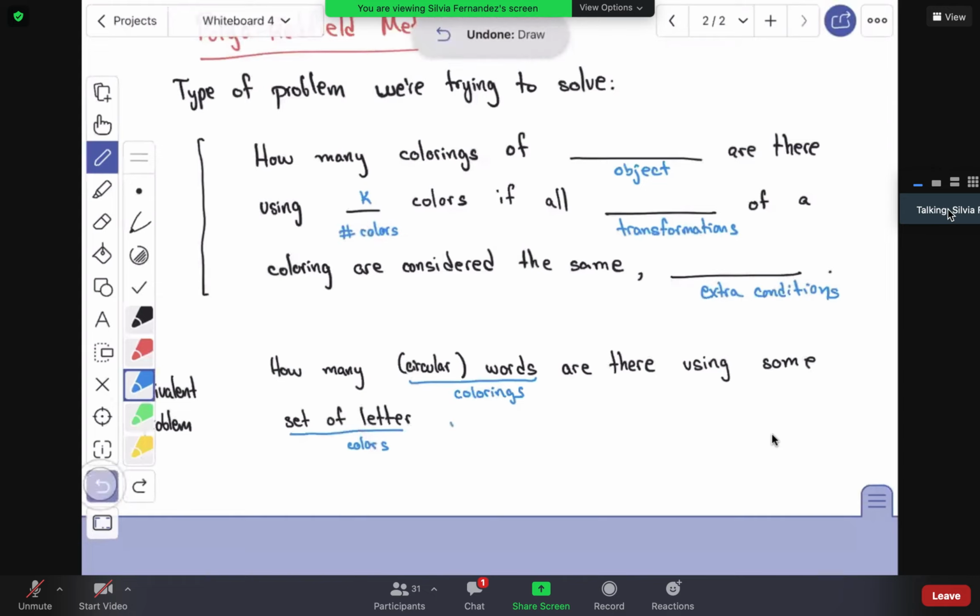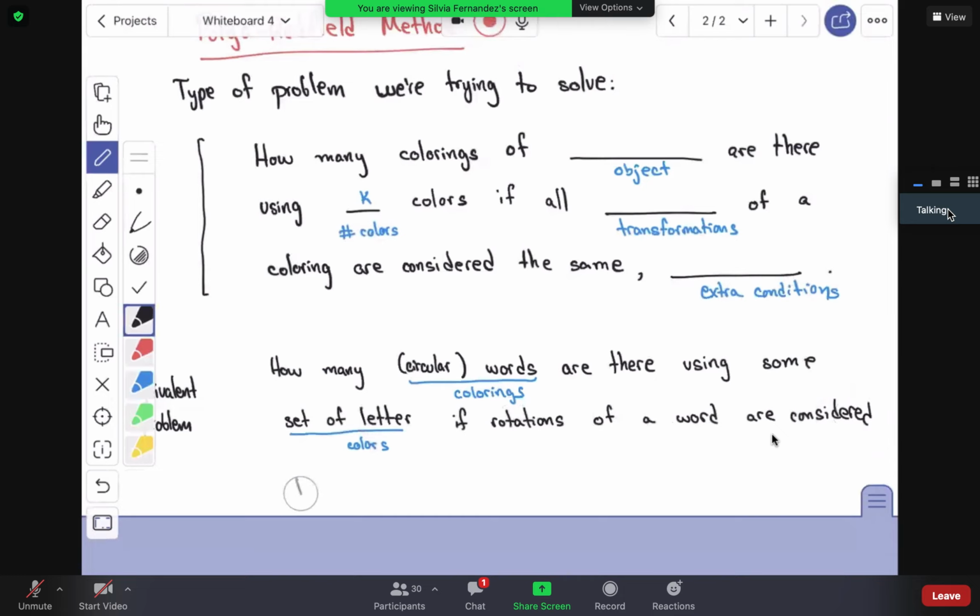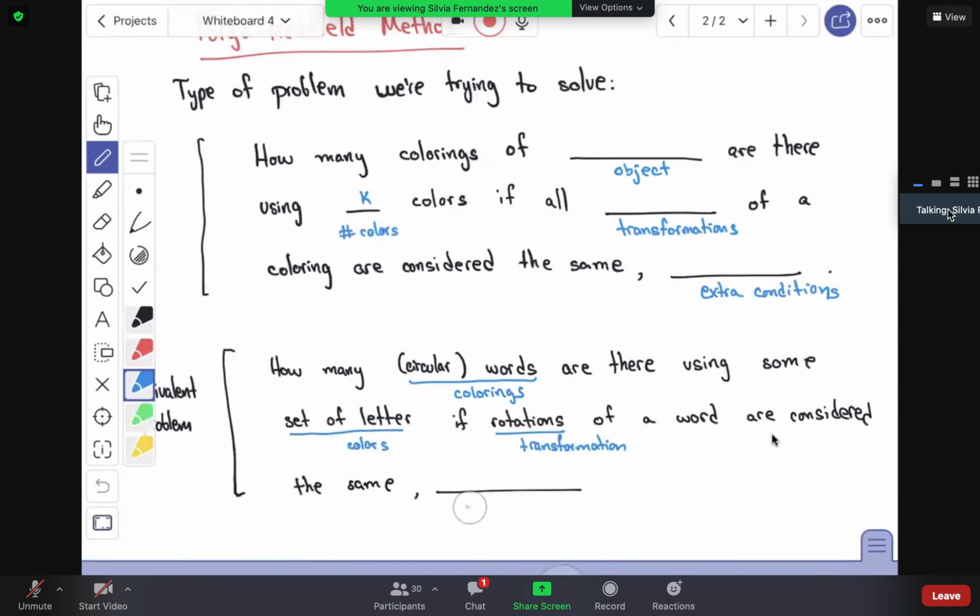If rotations of a word are considered the same. So this is like a special case, but it comes up very often in this chapter. Those are the transformations. Again, sometimes you have extra conditions, just like each letter needs to be used at least once, or there must be two A's in the word, or something like that.